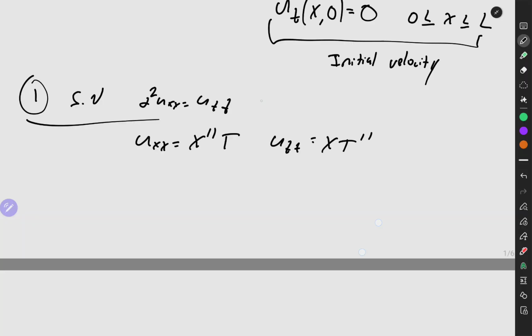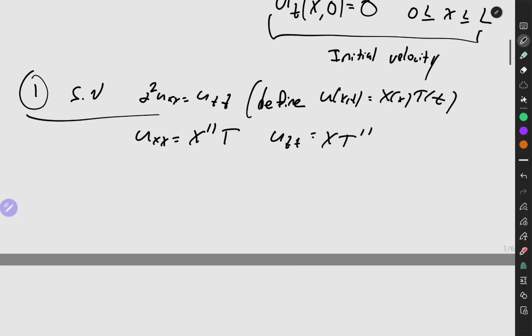Now, remember, we define u of x, t as being X of x, T of t, just like the heat equation. That's how we're able to say this. And then the next step would be to plug those right in. X double prime T equals X T double prime. We want to get the x's on both sides here.